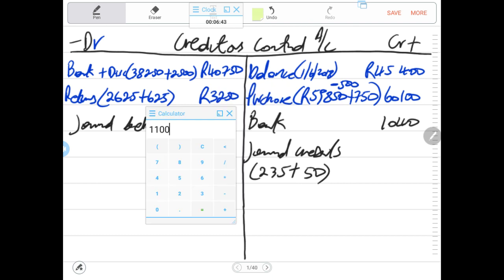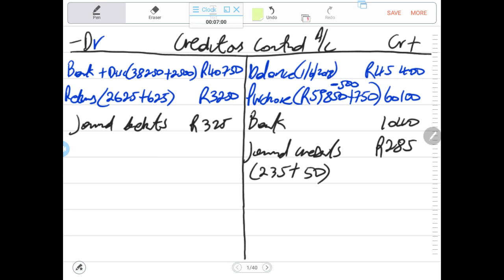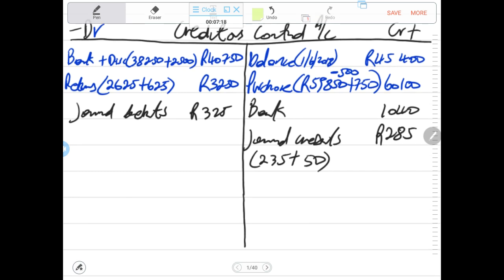Just check that. 235 plus 50 Rand gives us 285. So we have 285 that sits in there. Then the interest can also be recorded separately. I did not remember previously that we need to record the interest also in the total creditors, because it affects our total creditors. At the end this is the creditor. It affected the account of the creditor, therefore now it needs to go to the creditors control.